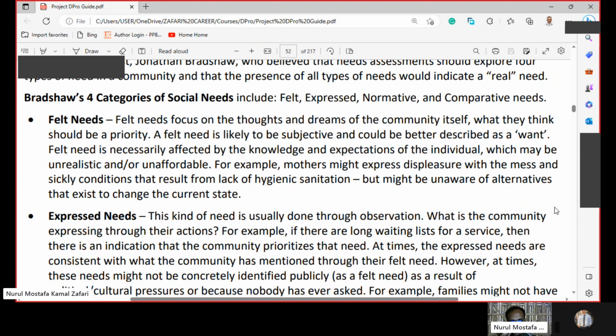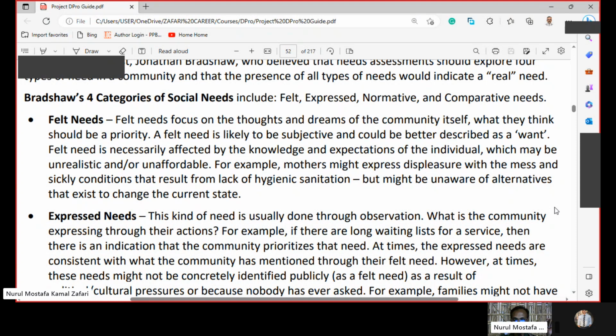Felt need is necessarily affected by the knowledge and expectations of the individual, which can or may be unrealistic or unaffordable. For example, mothers might express displeasure with the mess and sickly conditions that result from lack of hygienic situation, but might be unaware of alternatives that exist to change the current state. So this is the need that is dreamed or often thought by the beneficiaries or end-line users or the customers, but they don't have a solution to offer.